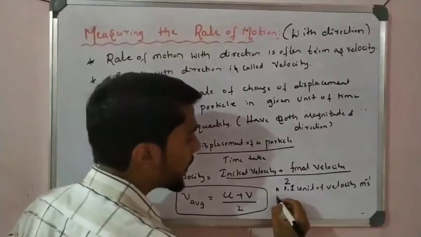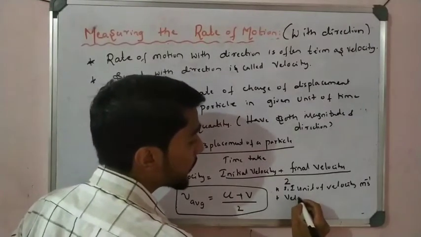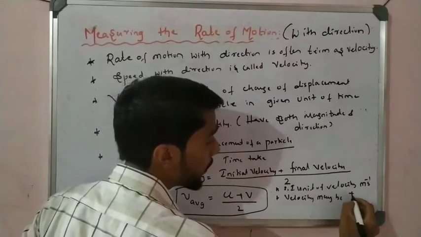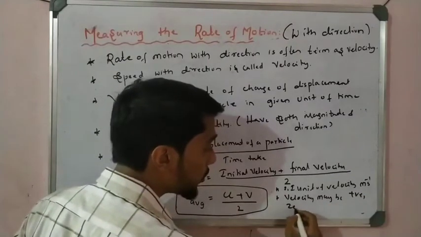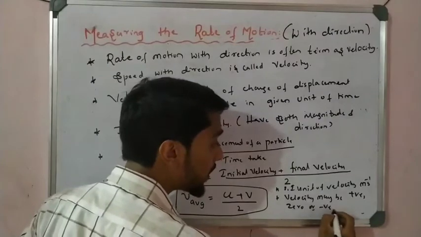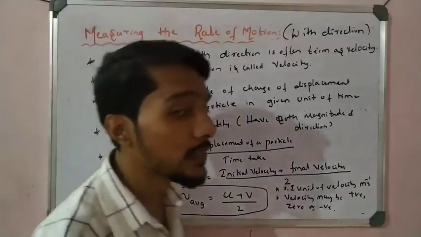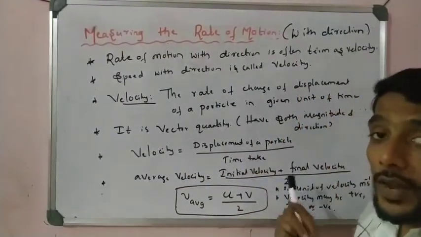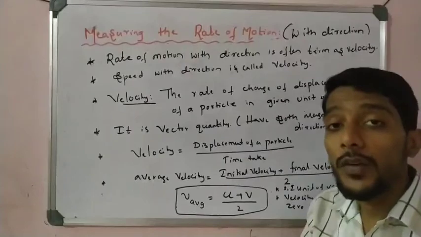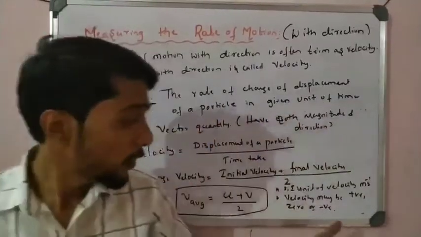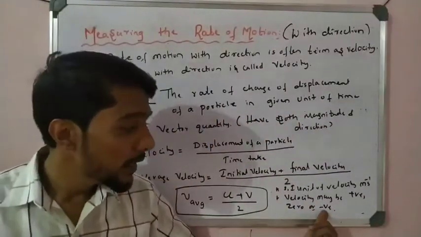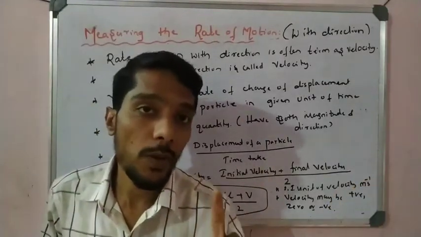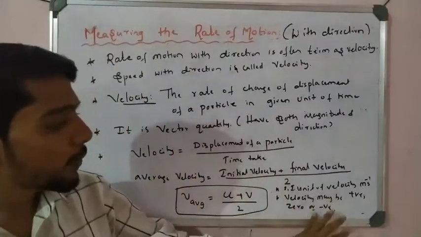Another point is that velocity may be positive, zero, or negative. See here, that is the difference. In the examination they may ask what is the difference between velocity and speed. So we mention here: velocity may be negative, but speed is never negative. We have to remember that. It is very important.